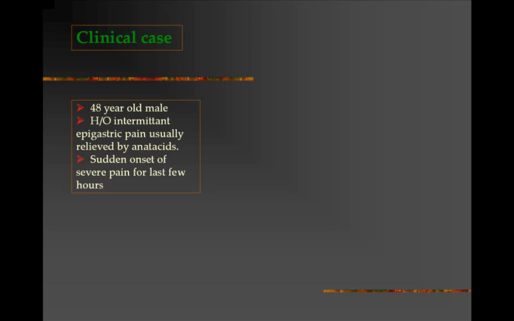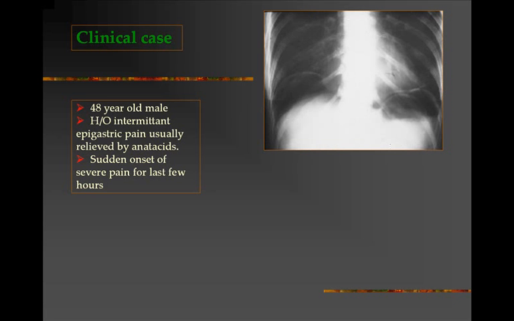We have another case here of a 48-year-old male with a history of intermittent epigastric pain, usually relieved by antacids. And the patient now complains of a sudden onset of severe pain for the last few hours. The X-ray of this patient is shown here. It is interesting to note that this is neither an X-ray of the chest nor an X-ray of the abdomen.